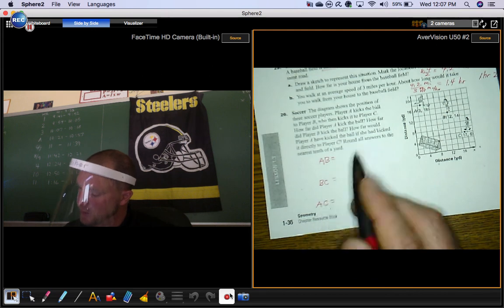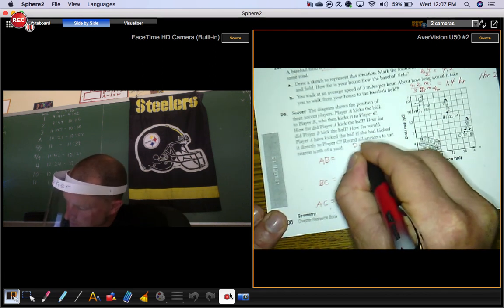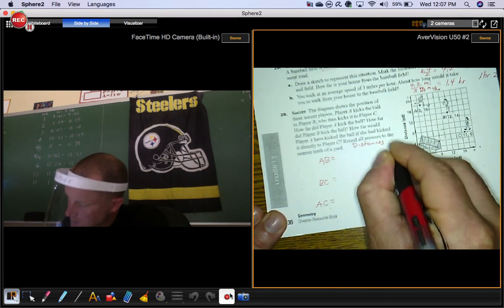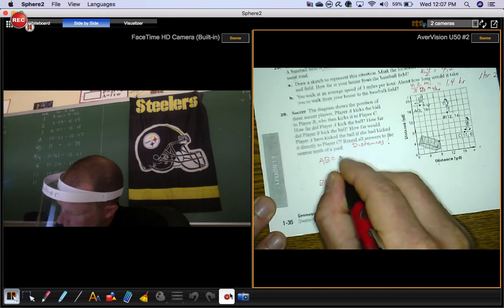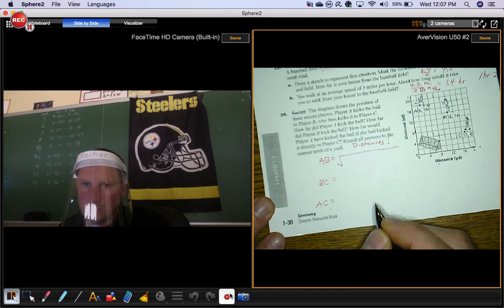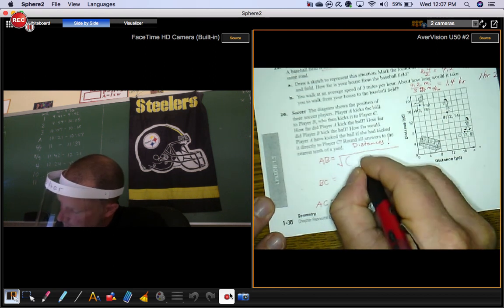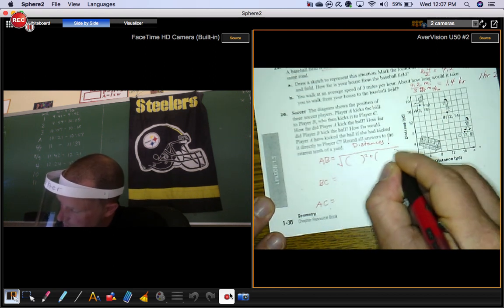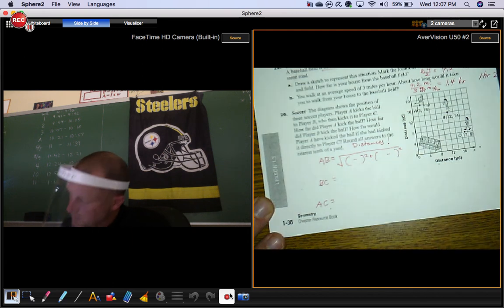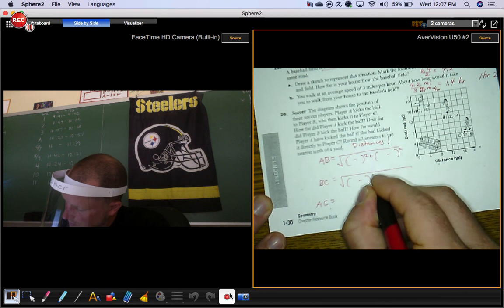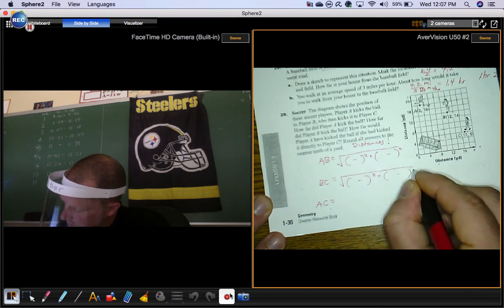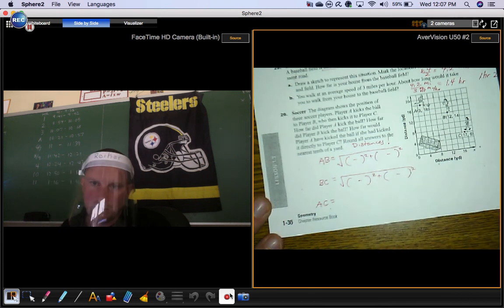Okay, so how do you find distances on a coordinate plane? Use the distance formula. And you're going to have to do it 3 times. So I'm just kind of filling in that skeleton for your distance formula.